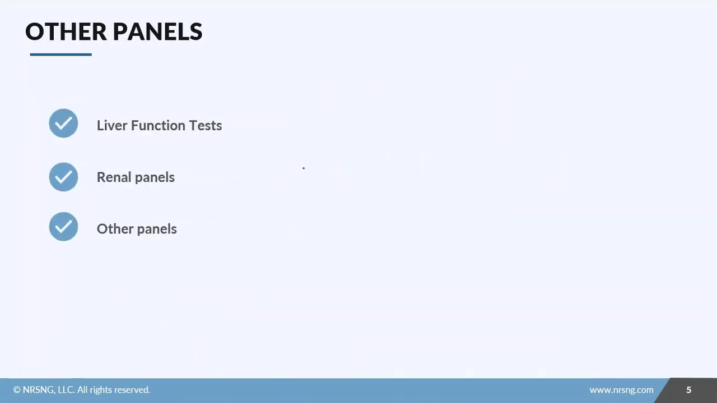You're also going to see other types of lab panels. So you can see things like your liver function test. These are going to be like your alk phos, your AST, your ALT. It's also going to look at your total bilirubin. It's going to give you a bunch of different values, but they're specific to the liver, and they're not necessarily included in some of your general panels.